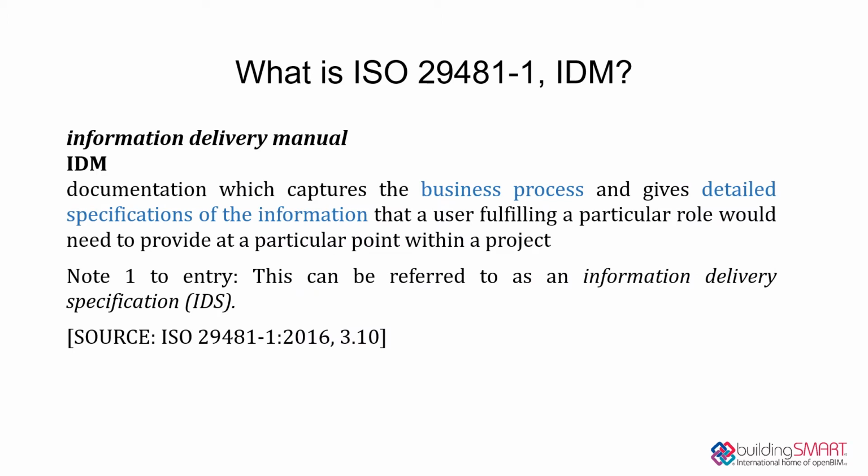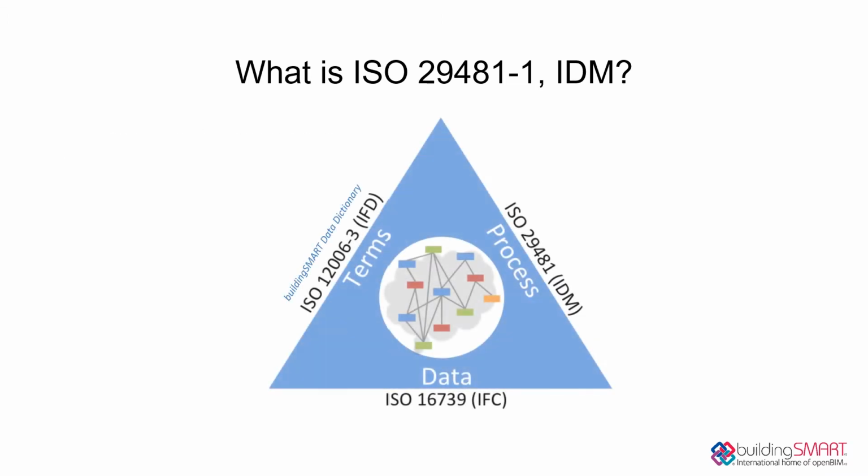IDM stands for Information Delivery Manual and is also referred to as Information Delivery Specification, IDS. ISO 29481 Part 1 is the IDM standard. Here's the definition of IDM from ISO 29481 Part 1. As shown in the definition, IDM specifies a method to define a business process and information required by the business process. So if I have to pick one keyword for IDM, I would choose information requirements rather than process.